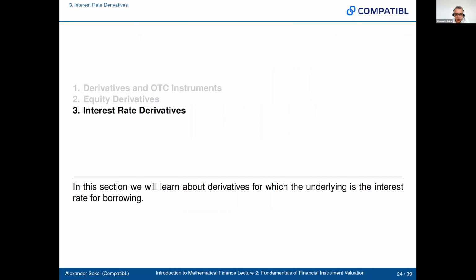And now we're ready to go to interest rate derivatives, on which we spend the remaining half an hour of this lecture. Do you have any questions about equities? It would be a good time to ask. Okay, so no questions so far, but feel free to type them in the chat.